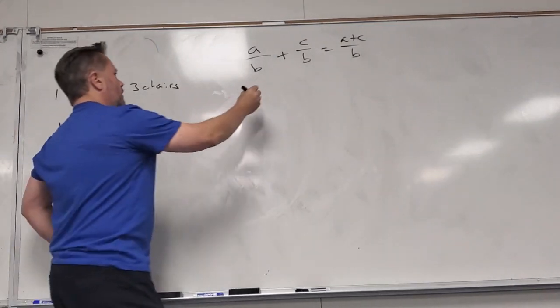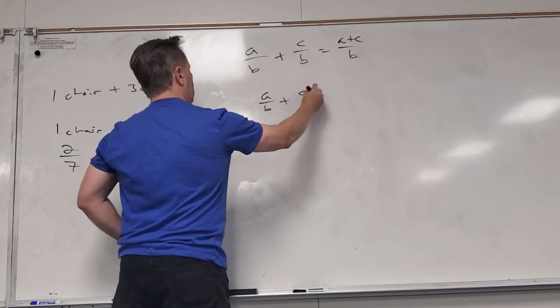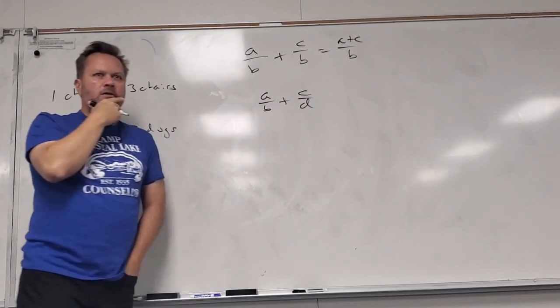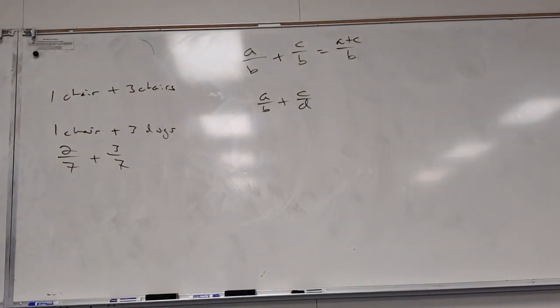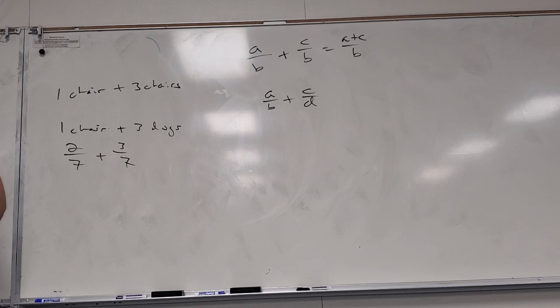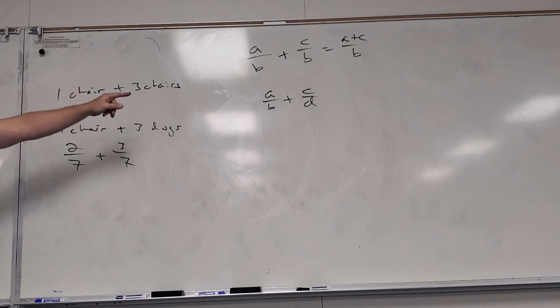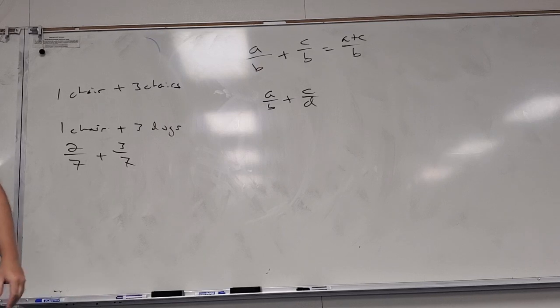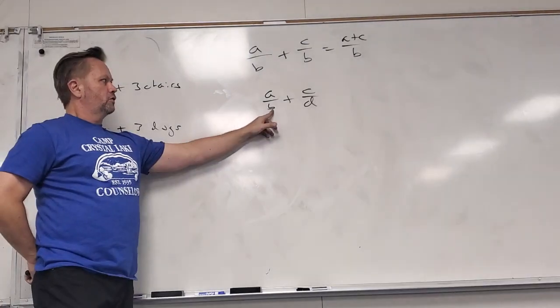What about A over B plus C over D? Could you guys just add those? Does anyone feel comfortable actually not giving it numbers, just adding A over B to C over D? Could you do it? I think you could, right? Because you know how to do it. You totally do. What is this first one missing?